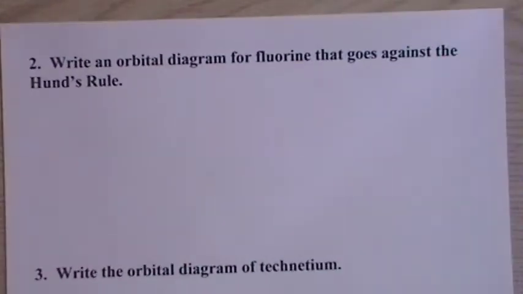Okay, write an orbital diagram for fluorine that goes against Hund's rule. Now Hund's rule is given somewhere. The lowest energy arrangement of electrons in a subshell is obtained by putting electrons into separate orbitals of the subshell with the same spin before pairing electrons.